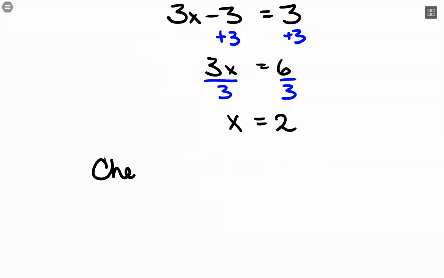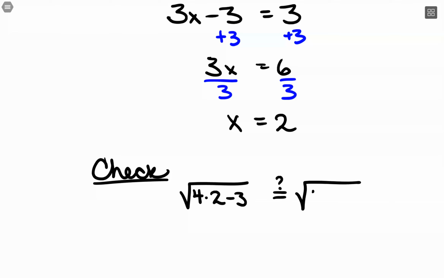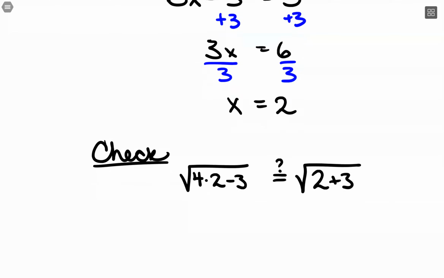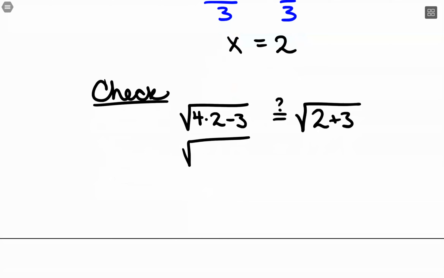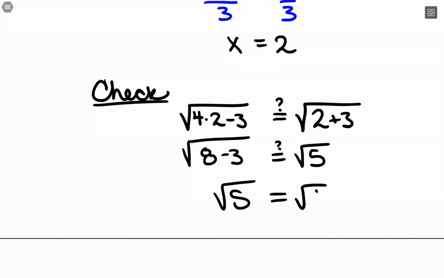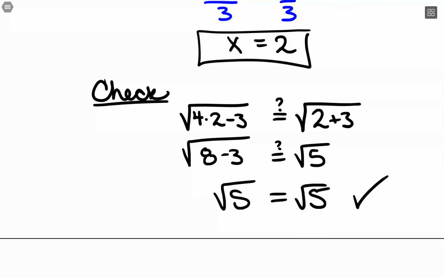And then we just need to check our answer, which would be looking at the square root of 4 times 2 minus 3. And we want to compare that to the square root of 2 plus 3. So we'll have the square root of 8 minus 3. And does that equal the square root of 5? Which 8 minus 3 is 5. So with that, we have that equation balanced, so x equals 2 is our solution.